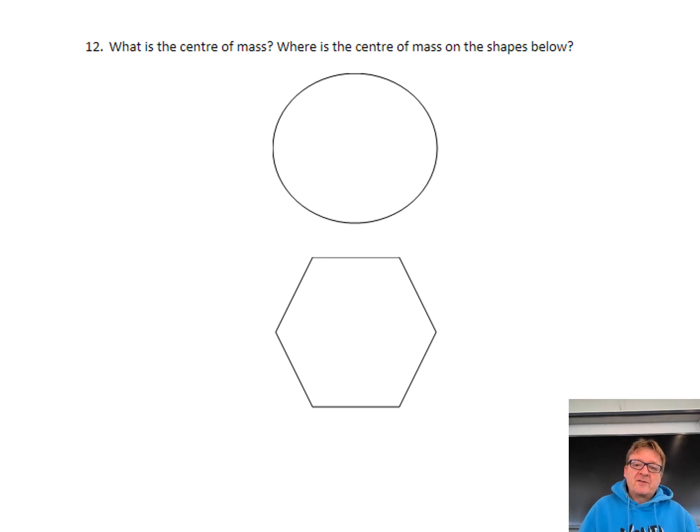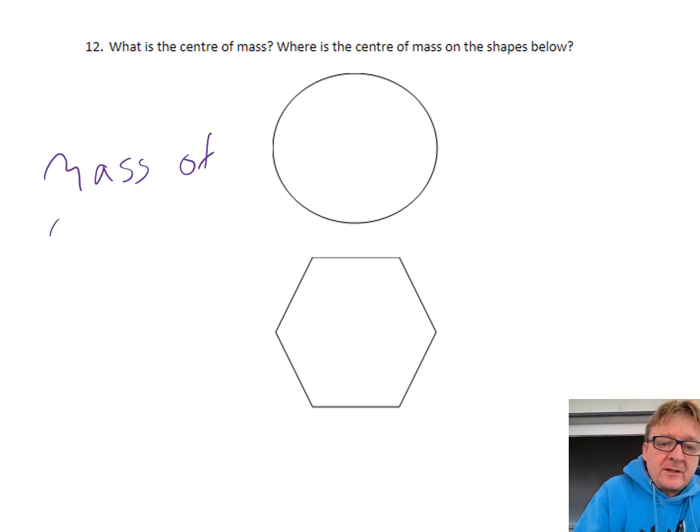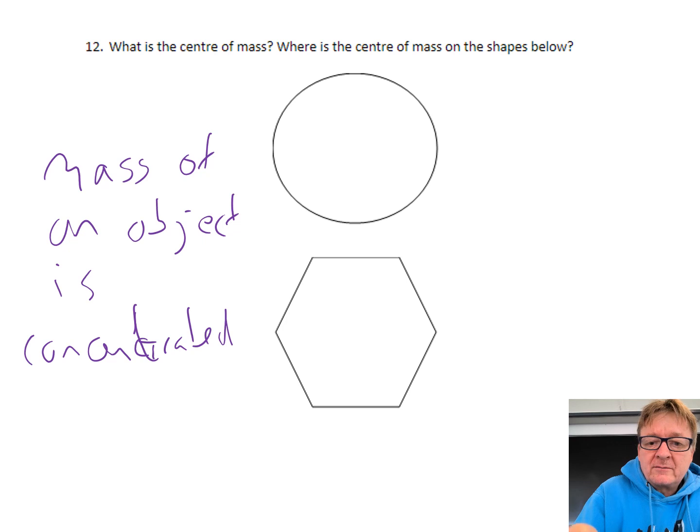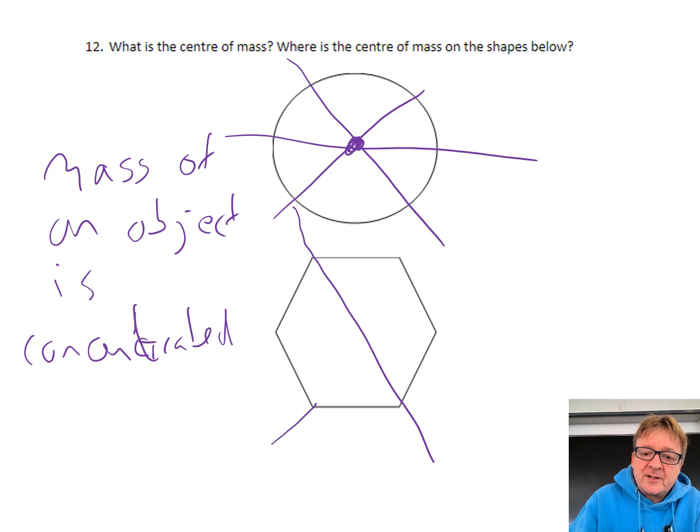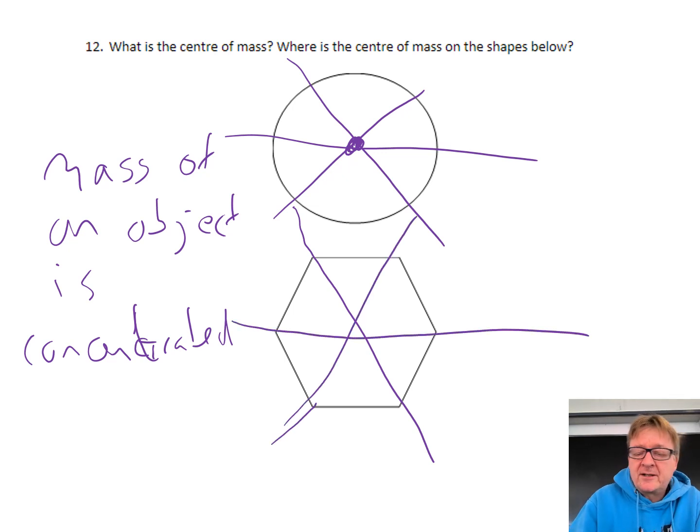Question number 12, what is the centre of mass? Where is the centre of mass on the shapes below? Okay, it is where the mass of an object is concentrated. Alright, so middle, line through, line through, line through, so wherever all those lines meet, that is the centre of mass. This one is probably easier to do, just join those points there. Whoops, not supposed to be curly like that, that's a shocker. But wherever they meet, that is then the centre of mass.